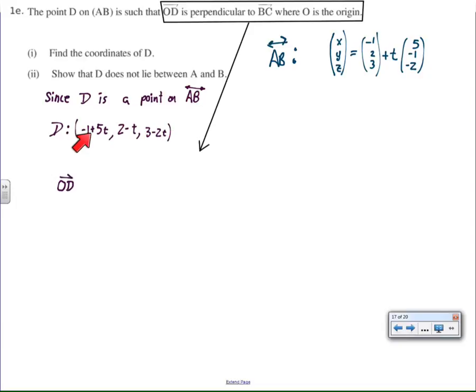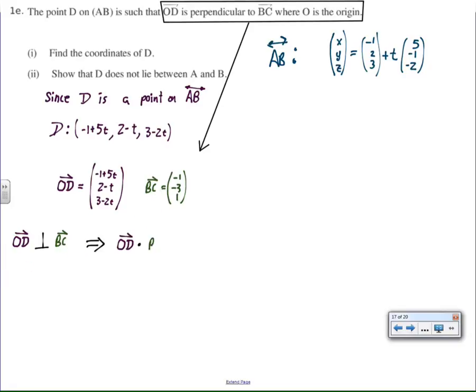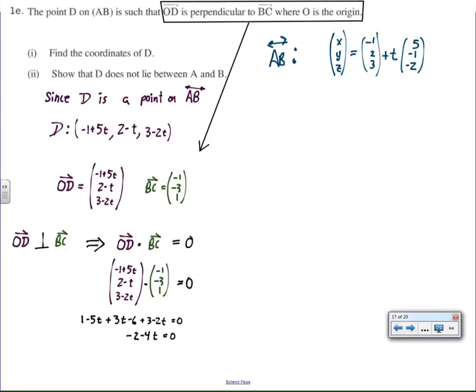Therefore, since D is a point on the line AB, D's coordinates can be given by a function of time right there. Now, the next piece of the given information was that OD is perpendicular to BC, so I can take OD as taking the coordinates of point D and writing it as a vector. I take the BC, which was a vector that I found at the beginning of the process, part A, and we're given that OD and BC are orthogonal, therefore the dot product of OD and BC should equal 0, and it's just simply a matter of plug and chug. You follow the algorithm of dot product, set it equal to 0, and find that time equals -1/2.